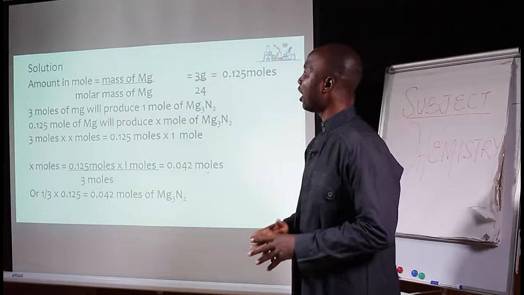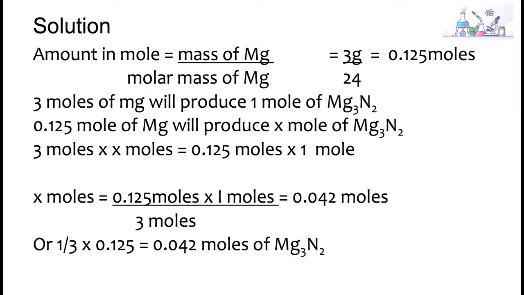Now look at the solution. The solution says amount in mole is equal to mass in grams over molar mass, such that from our question, the mass of magnesium is 3 grams and the molar mass of magnesium is 24. So if you divide 3 by 24, you will get 0.125 moles.